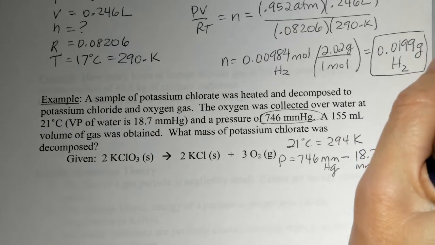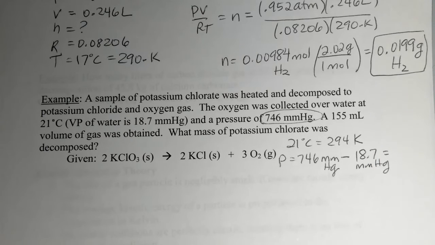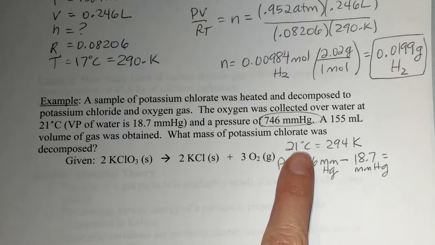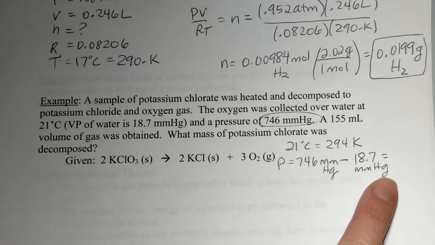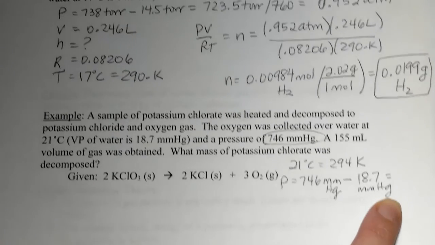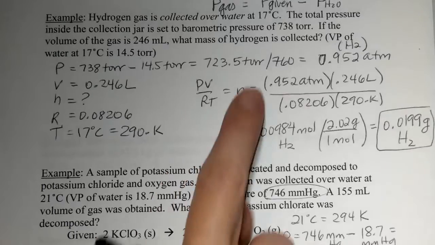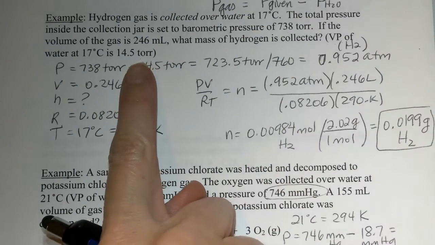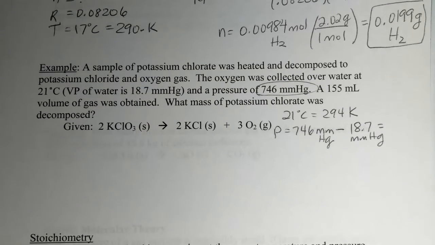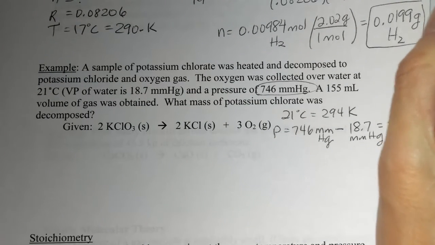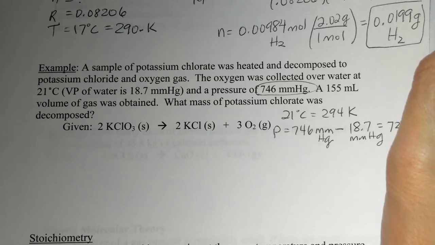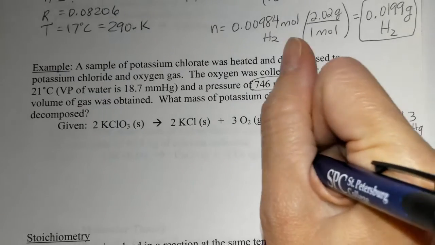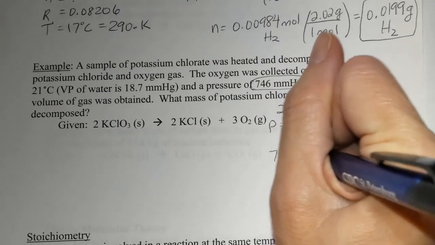Now it's different from the last question we looked at because we're at a different temperature. At 21 degrees Celsius, the vapor pressure is 18.7. But back here, we were at 17 degrees Celsius, and the pressure then is only 14.5. So we're going to subtract 746 minus 18.7. I get 727.3. And I'm going to go ahead and divide that by 760.